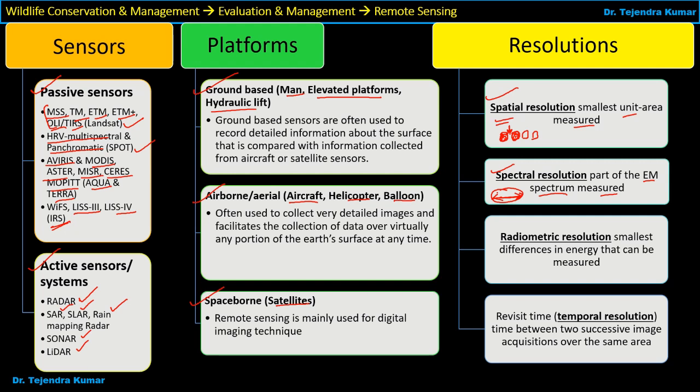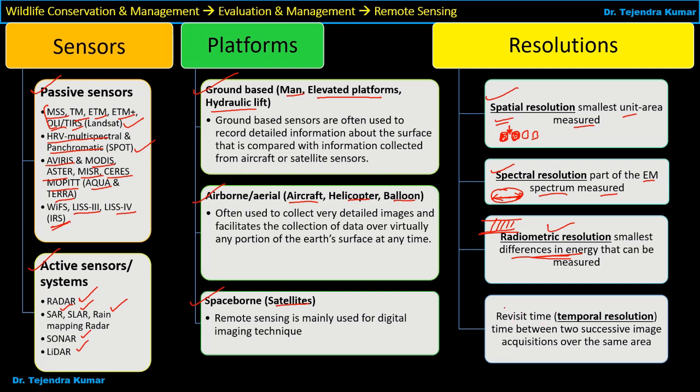There are different kinds of ranges, like 1 by 10,000, 1 by 5 lakh and so many things. So different types of ranges are available. Radiometric resolution is the smallest difference in energy that can be measured. Here we are measuring the different kinds of bands, because we are showing the differences in the energy. If many different bands are made, then we analyze by the radiometric resolution.